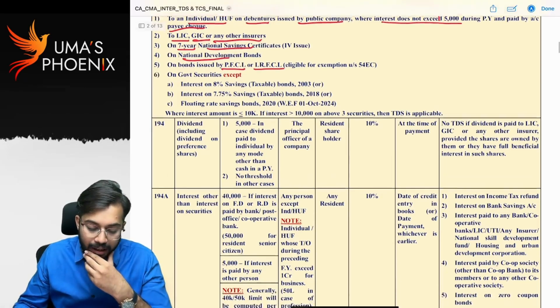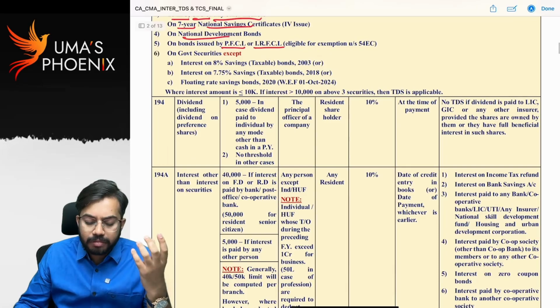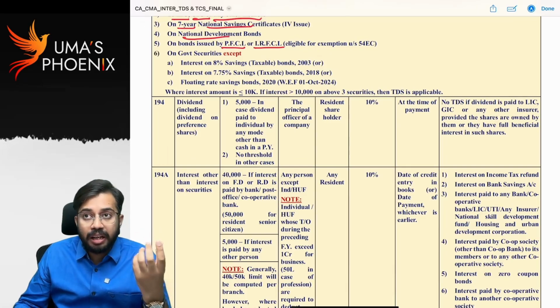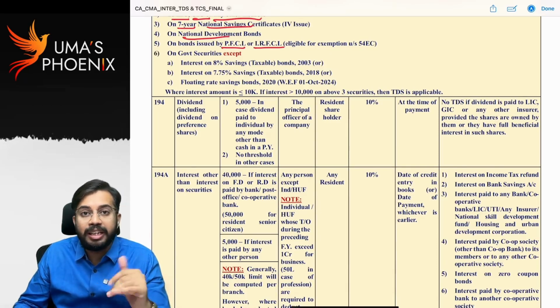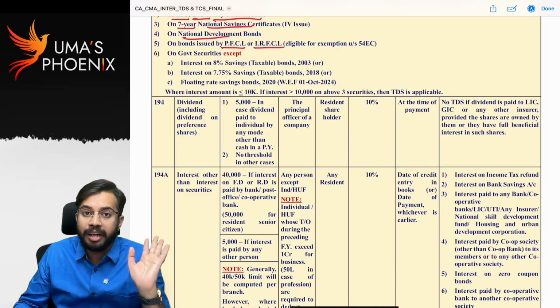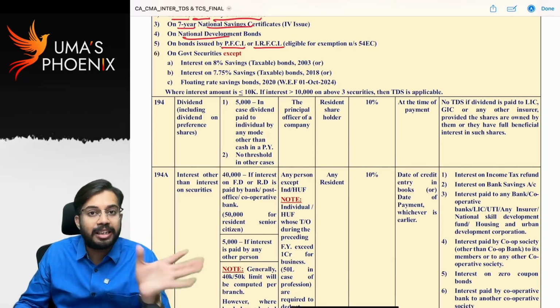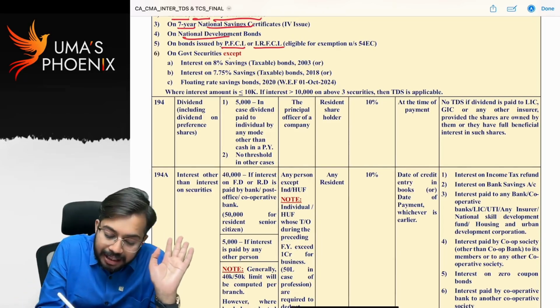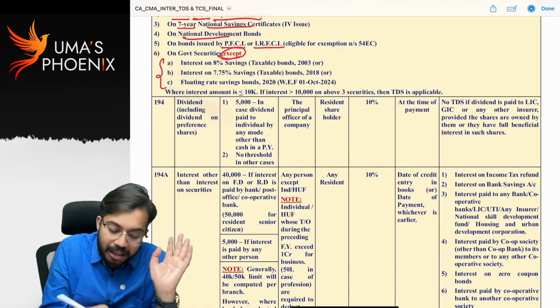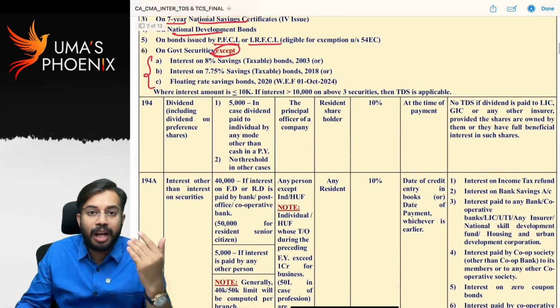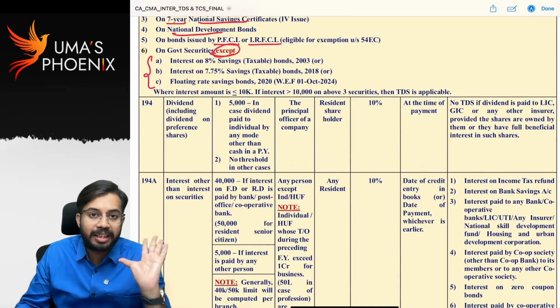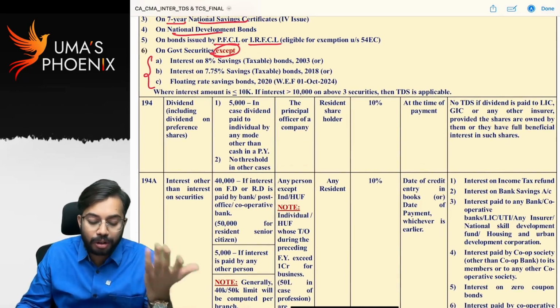Is it clear? Next, generally if government securities are issued, on government securities interest will be paid by government. On such interest it is not required to deduct TDS. So generally on government securities, whatever the interest is paid, TDS is not required to be deducted except 3 bonds. That means for these 3 bonds, even though they are government securities, still TDS is required to be deducted. What are those bonds?